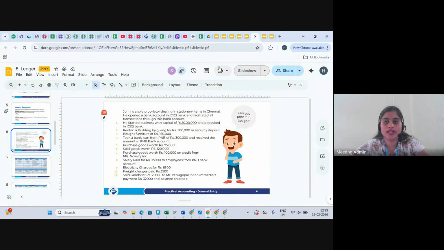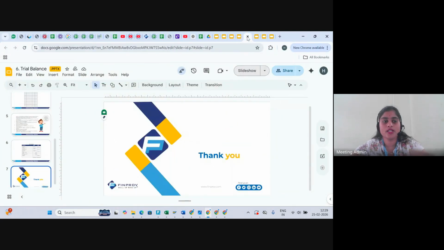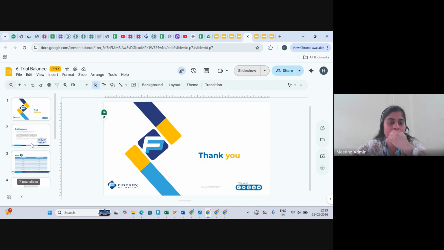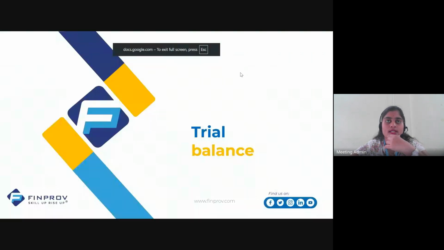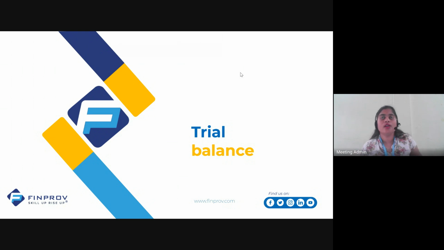So this is about the ledger. Let us go ahead with the next. Next we have a trial balance. As I have already said, trial balance is trial and error, so for trialing purposes it is not compulsory, it's up to you. If you want to make comments you can, or else you can just leave it. So let us go ahead.